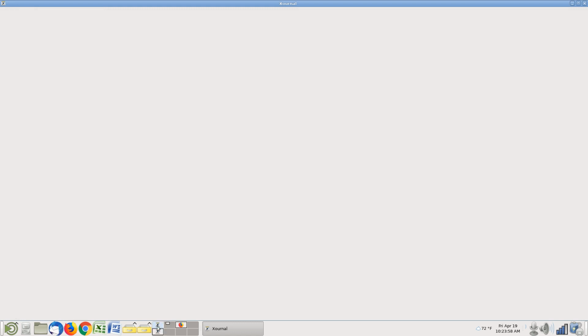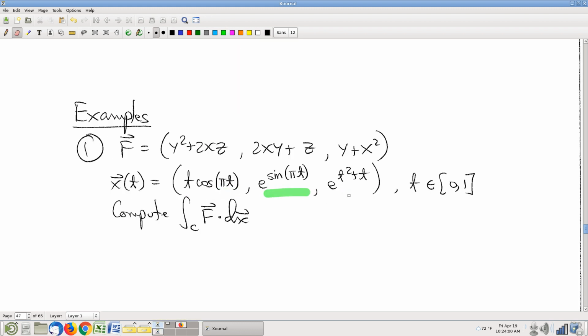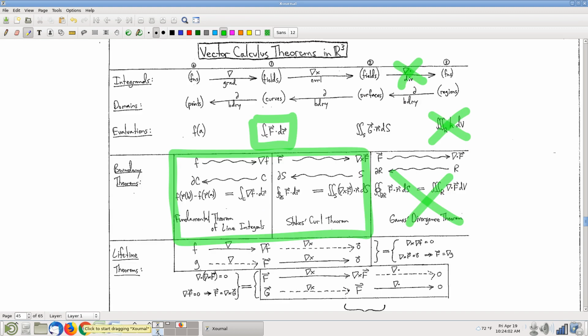Okay. All right, so let's see. What does the diagram tell us to do? The diagram tells us that if you're looking for this line integral, it says compute the curl. We were given a vector field. This is what we want to compute. So here's where we are. The diagram says compute the curl. So let's do that.